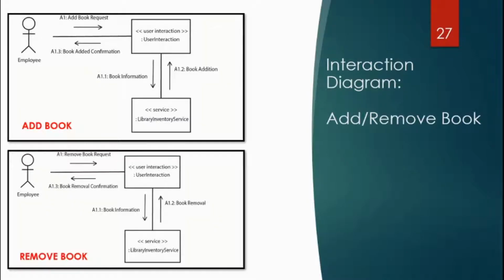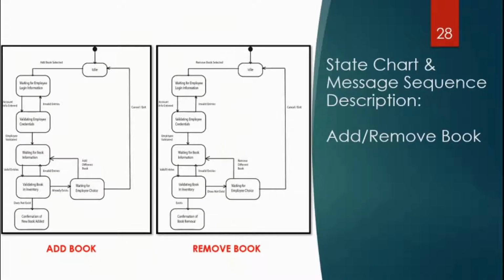These are the interaction diagrams for the add book and remove book use cases. These show the employee submitting a user interaction, which interacts with a library inventory service to effectively update the library inventory according to what the use case intends to do. Along with the interaction diagrams, we also have state charts.